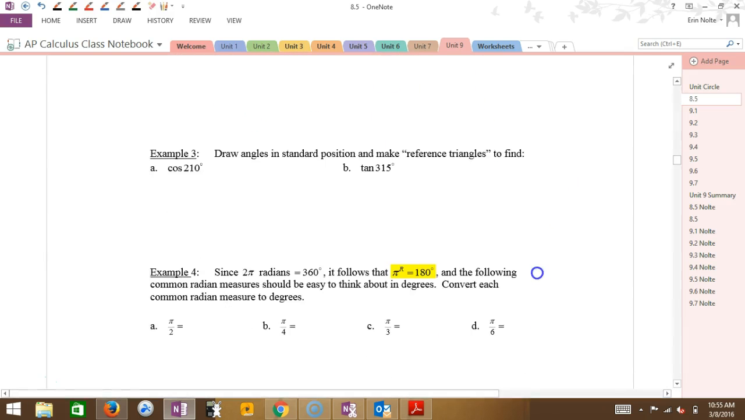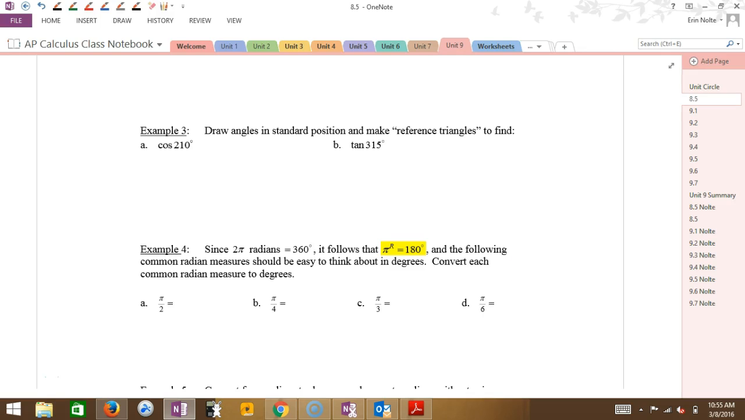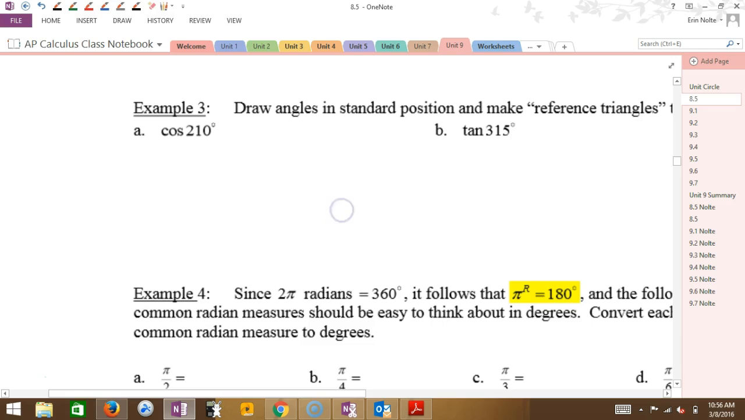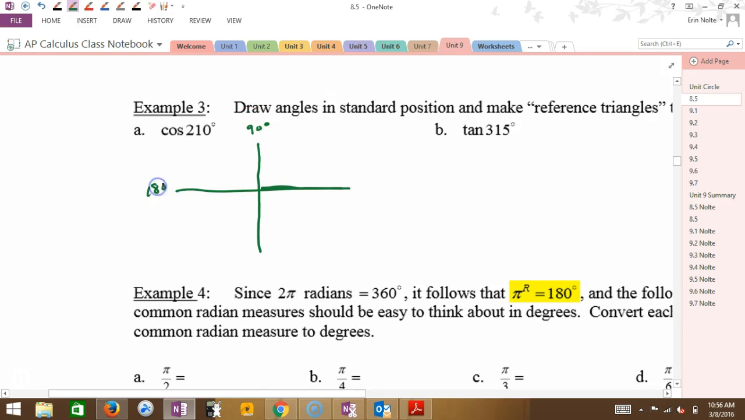So the first thing that this says is it asks us to draw the angle in standard position and to make a reference triangle. So let's do a standard position. I'm going to do it off of this initial side and go around. Okay, so I know that up here this is 90 degrees, this would be 180 degrees, this would be 270, and this would be 360 degrees. So I know that this angle is going to lie over here in this third quadrant, but how far?